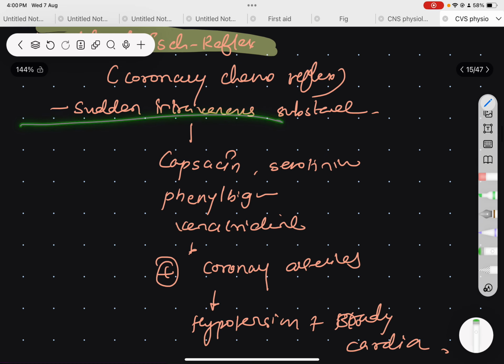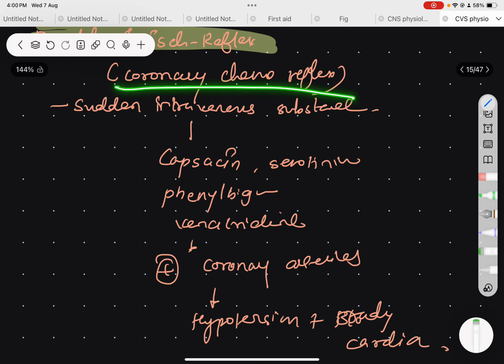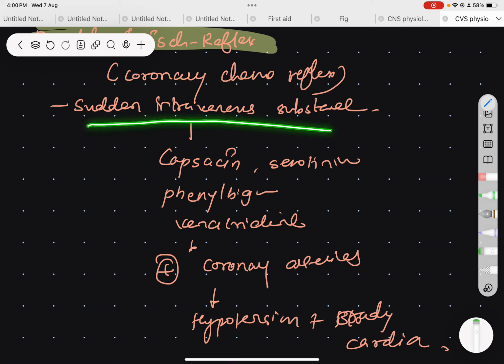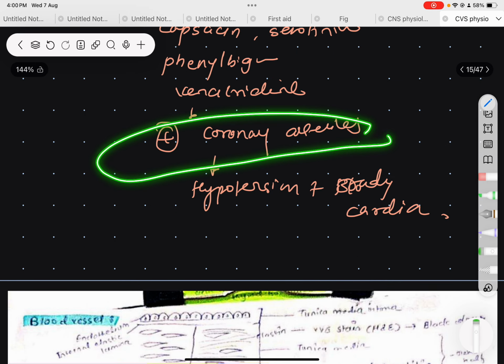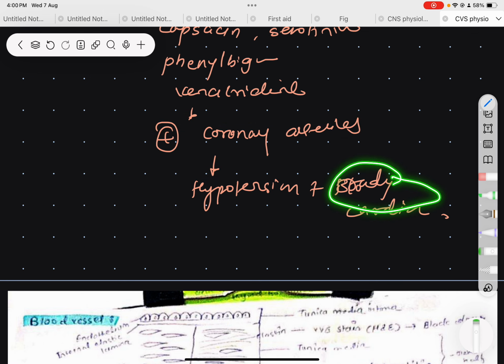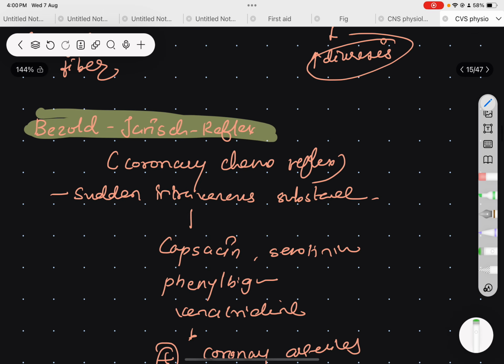Now this Bezold-Jarisch reflex is a coronary chemoreflex, in which there is sudden intravenous substance release like capsaicin, serotonin, phenylbiguanide, and veratridine. It will cause stimulation of coronary arteries, and this coronary artery stimulation will cause bradycardia and hypotension.